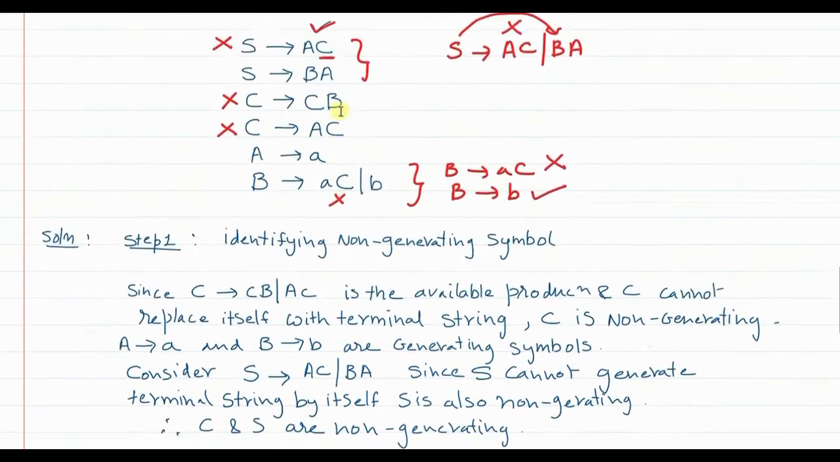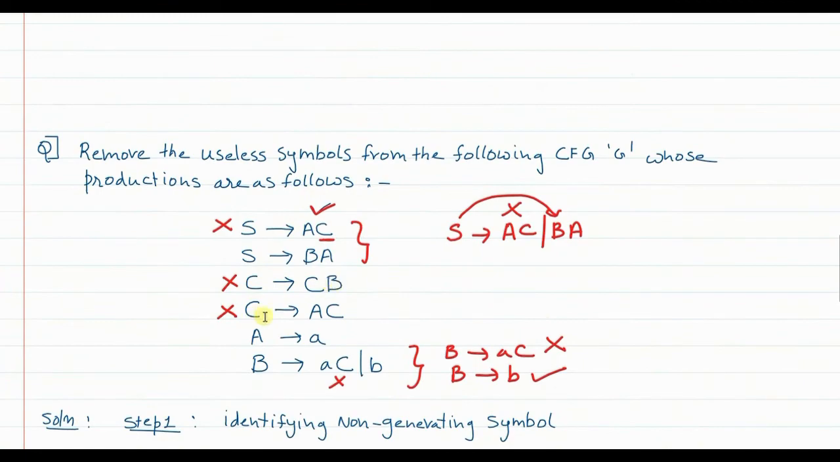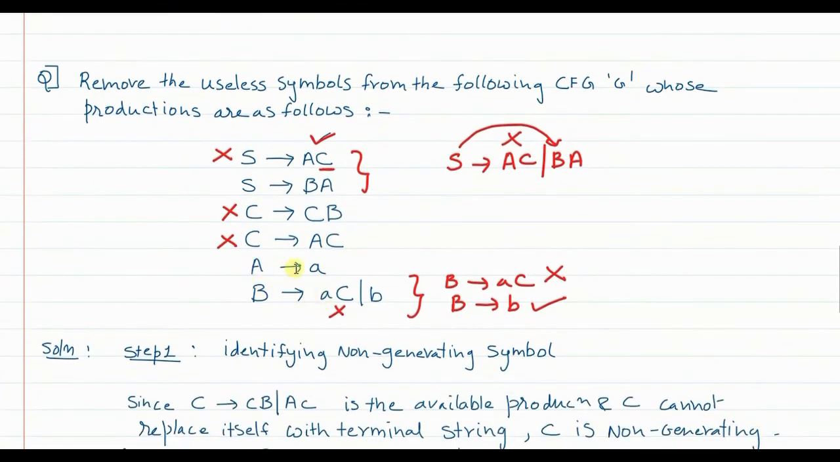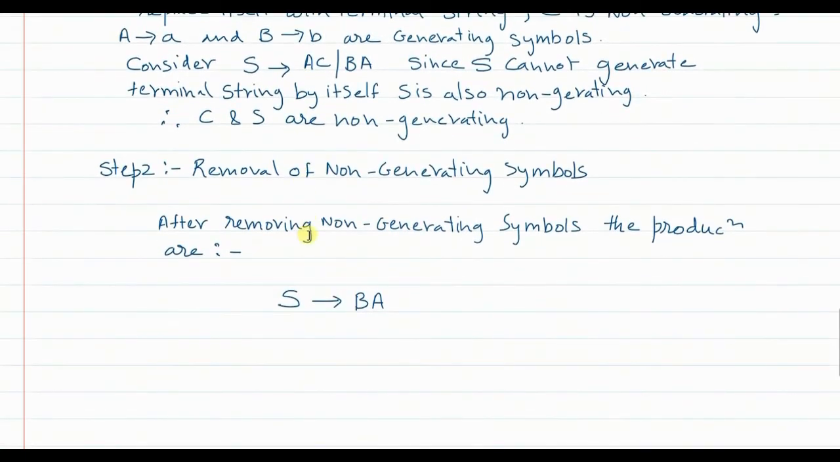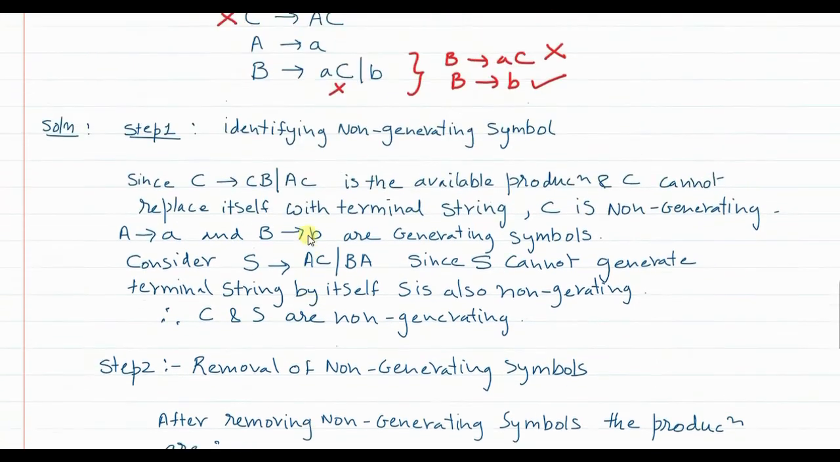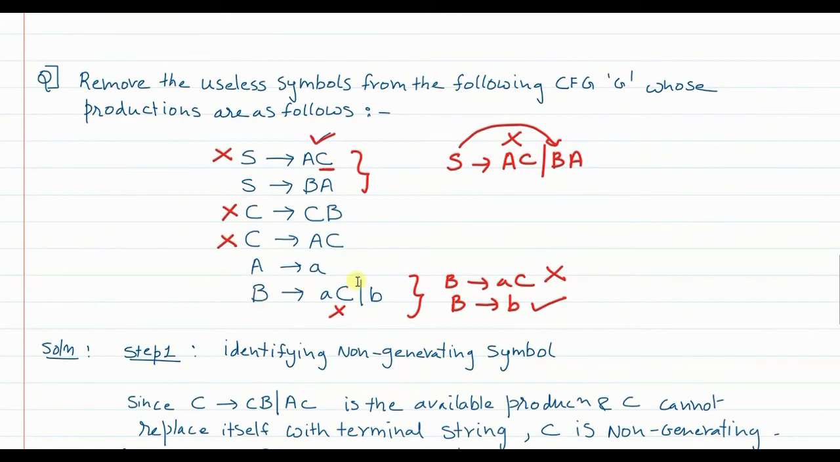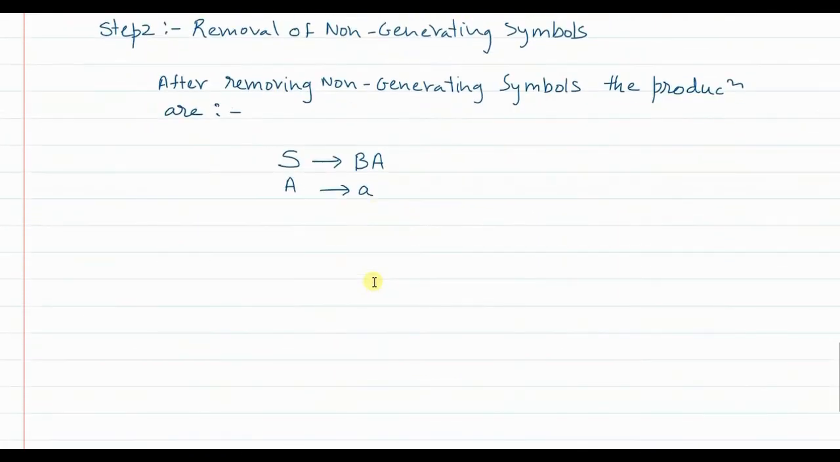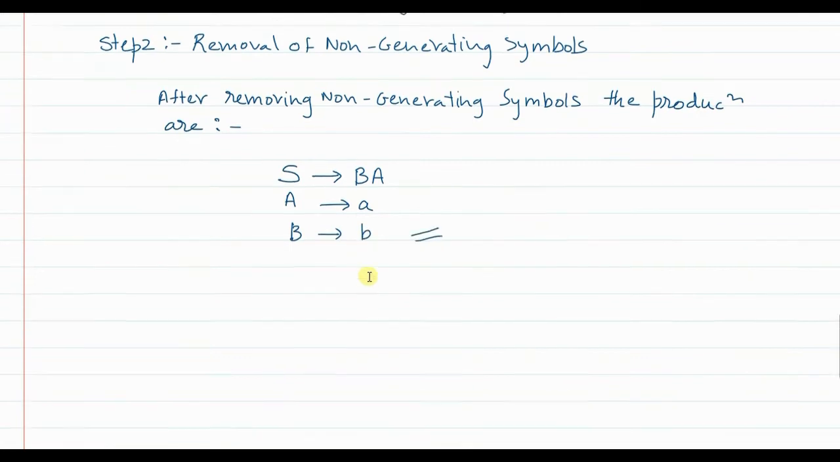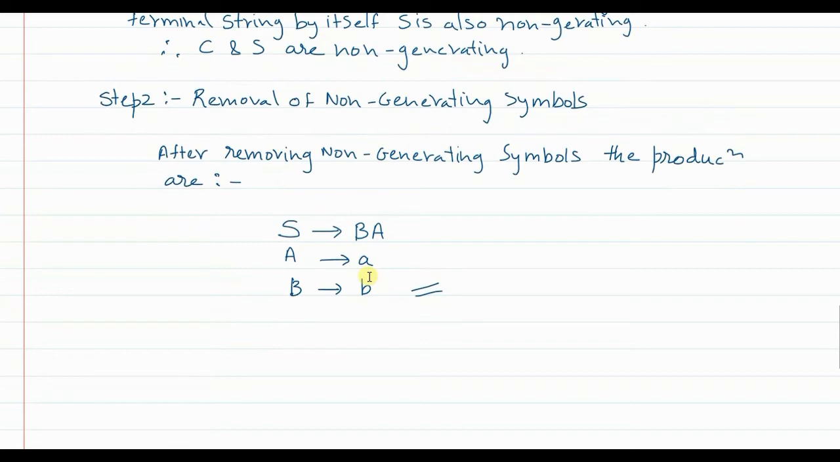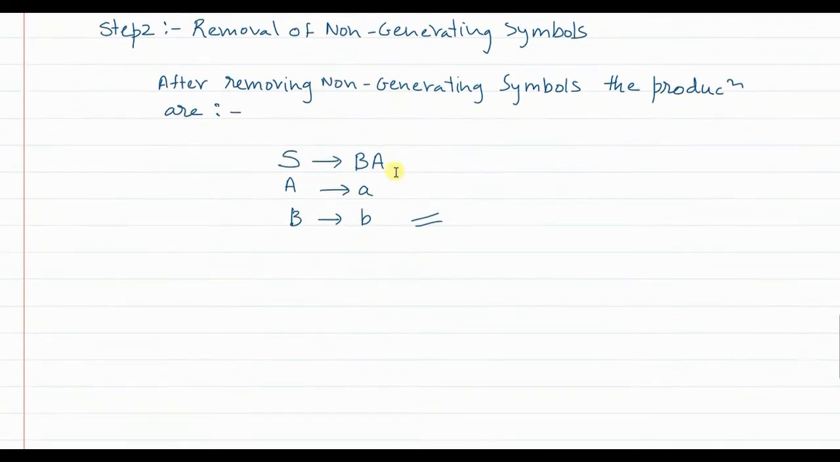Then C gives CB and C gives AC will be removed. A gives small a will be retained. B gives small b will also be retained. So these are the productions that are retained after removal of non-generating symbols.